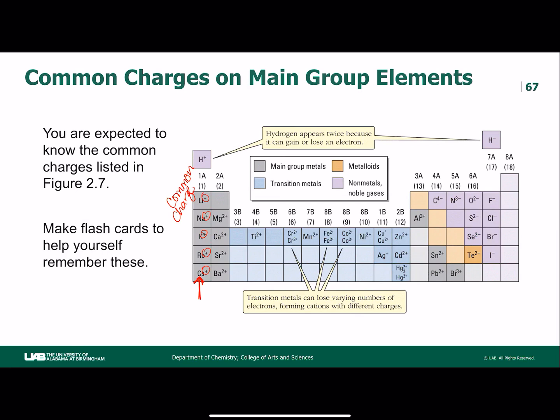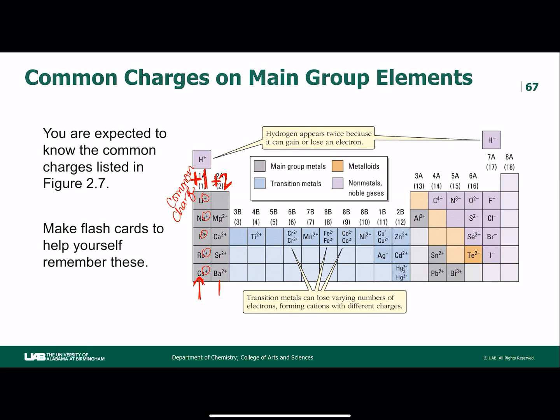That common charge of +1 helps to dictate that all their chemistry will be roughly the same. So when you get your periodic table on an exam, one of the first things you're going to do is put +1 on that column and +2 on this column. Because these alkali metals want to lose 1 electron, which gets them to a noble gas configuration, which we will talk more about later.